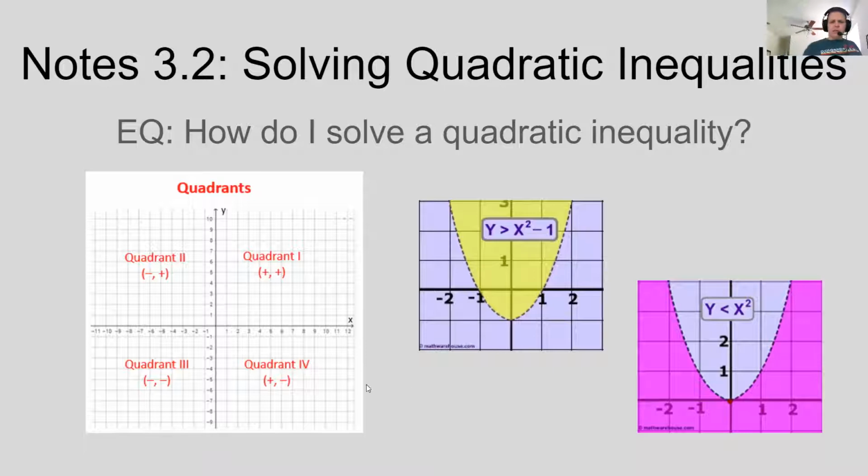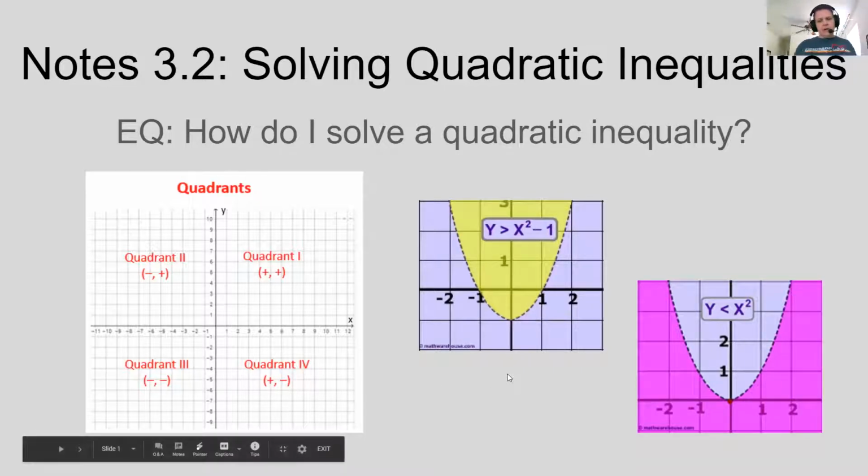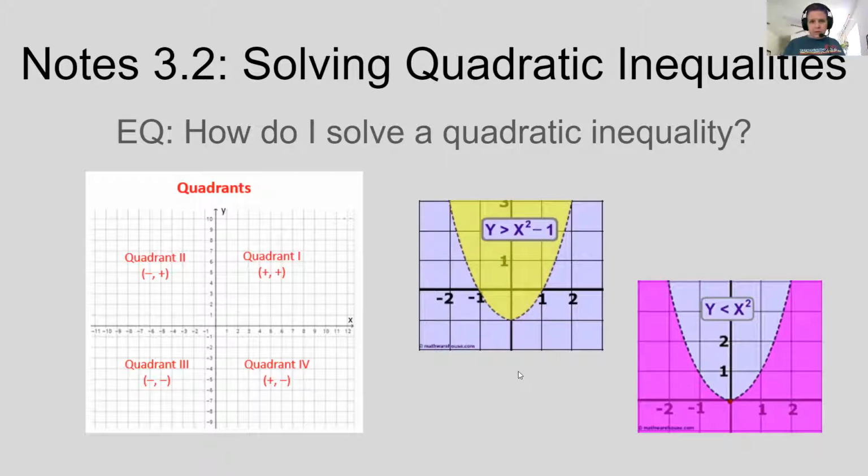I have a couple of examples here of what a quadratic inequality graph looks like. Sometimes you shade your inequality inside the parabola, sometimes you shade it outside the parabola. It depends on what the inequality is. I want to make sure that you're graphing an accurate curve and that you use the proper line type, whether it's solid or dashed.